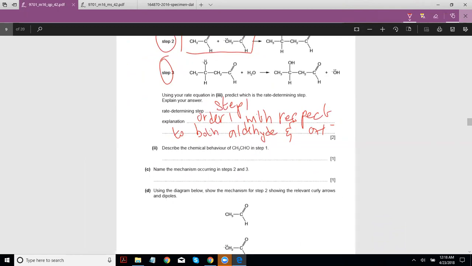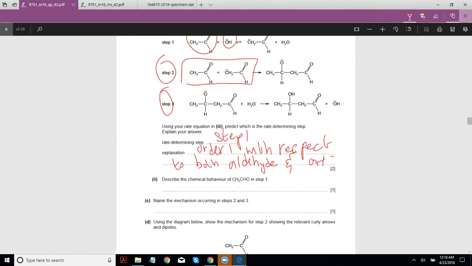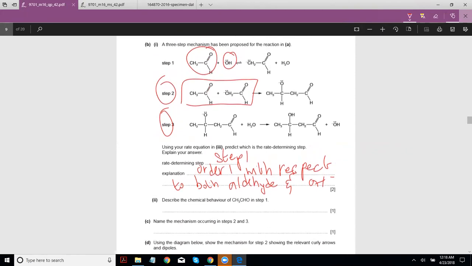Describe the chemical behavior of CH3CHO in step 1. It is very naughty. Anyway, in step 1, OH- was the nucleophile.